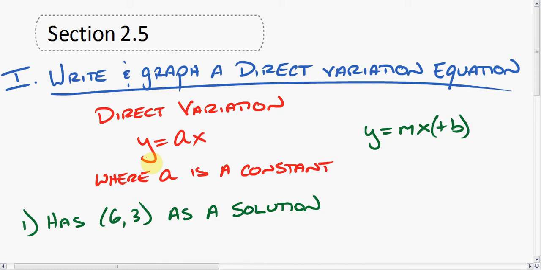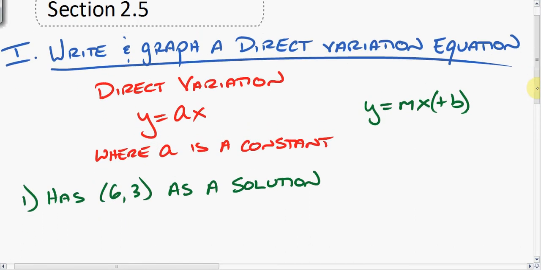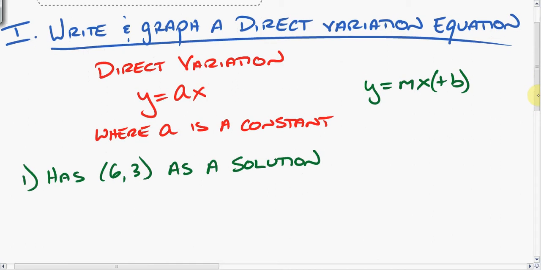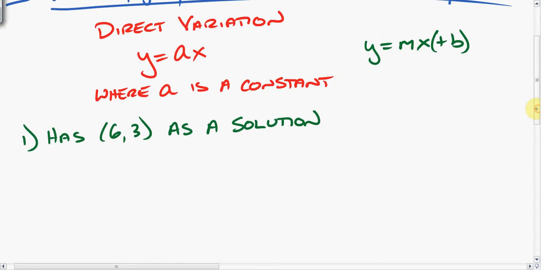formula for direct variation. So, here's our first problem. It says, has the ordered pair 6, 3 as a solution. What that means is if you were to graph the ordered pair and then graph the direct variation, the actual graph, the line, would pass through the point 6, 3. So how do you write the equation for this? Well, 6, 3 is an ordered pair, and the ordered pair always takes the value x, y. So we're going to take the actual equation y equals ax, and we're going to plug in the values from the ordered pair into the equation.